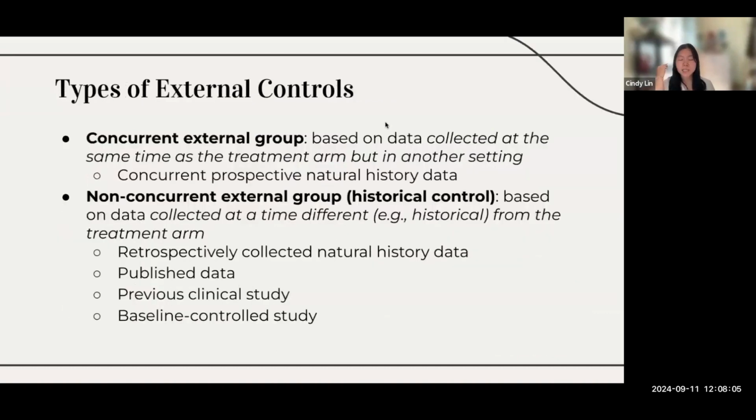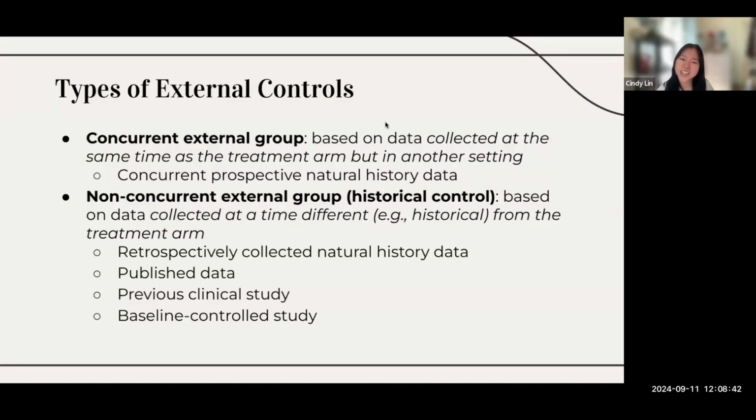Next, I'll be going into more detail about the different types of external controls that there are. According to the ICH E10, an externally controlled trial is one in which the control group consists of patients who are not a part of the randomized study as the group receiving the investigational agents. In other words, there are no concurrently randomized control groups. And these are typically broken into different types that are characterized by the time in which the subject's data was collected.